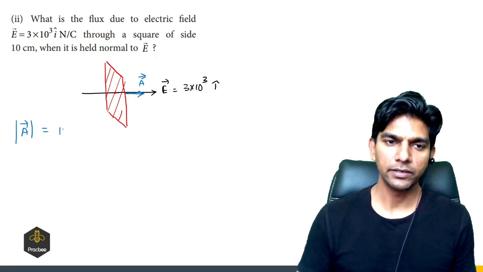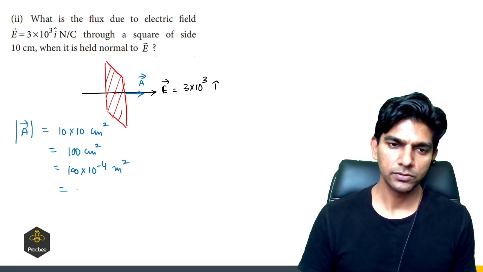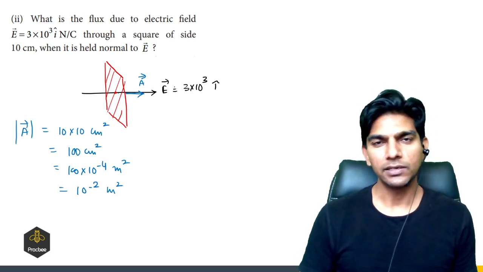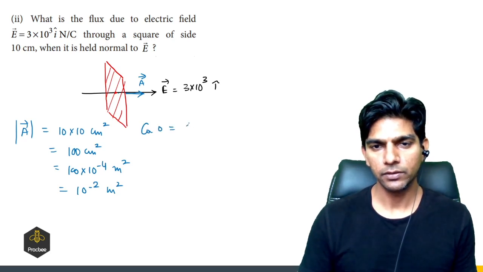So that will be 10 times 10 centimeter square, which is 100 centimeter square. In SI unit, this will be 100 times 10 raised to power minus 4 square meter, so that would be 10 raised to power minus 2 square meter. Now we know the area, and the angle between the area vector and electric field is 0 degree. So cos 0 will be 1.